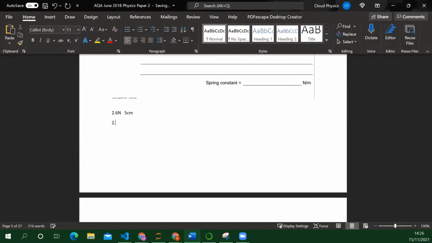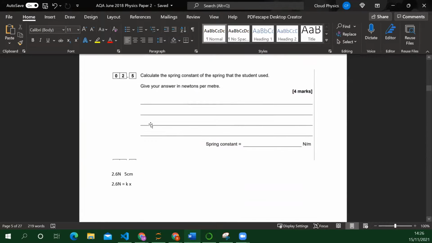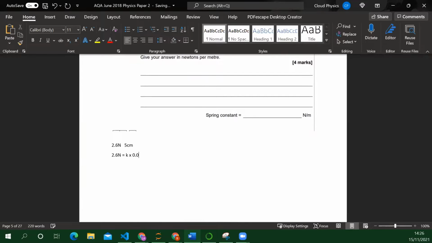So 2.6 newtons equals, K is the spring constant, times extension. But right, extension here is in meters. Okay, that's 5 centimeters, so it's 0.05. So then we rearrange it, with k equals 2.6 divided by 0.05.